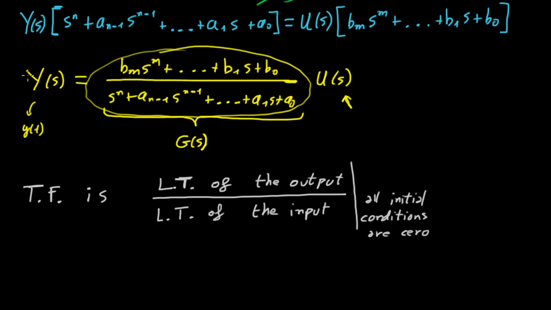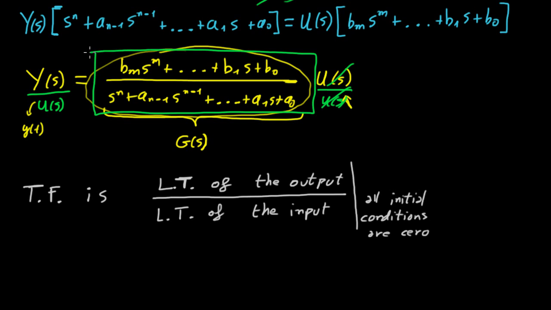And this is obvious from the previous reasoning. As you see, if you divide both sides by U(s), this cancels with this, and you get here the transfer function according to this definition.